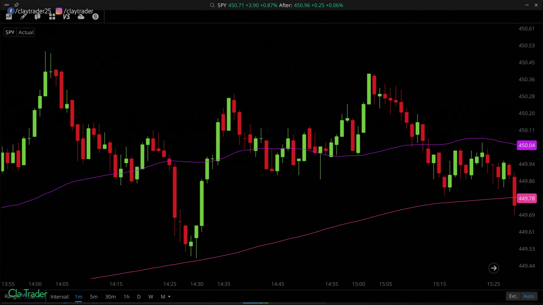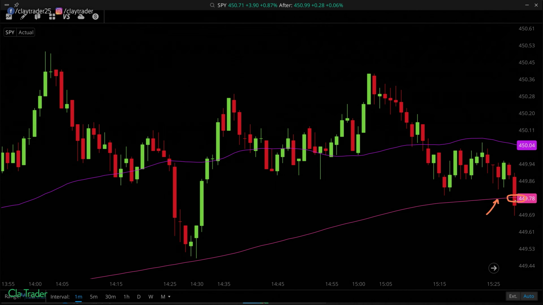So right here, we are looking at the 1-minute time frame on ticker symbol SPY. And very quickly, you can see we have that pink line there, which on my chart represents the 200 period moving average. And the price is now broken down through that 200 period moving average. So I could see somebody wanting to go short.